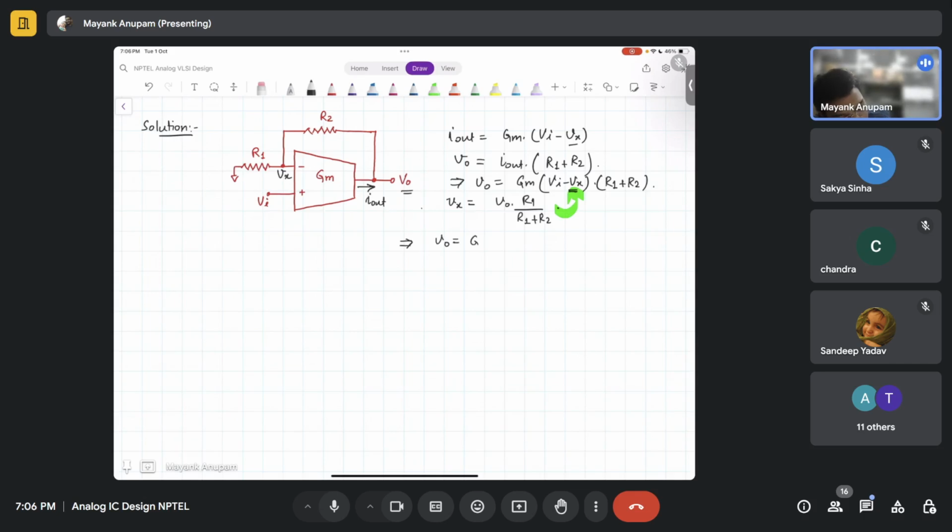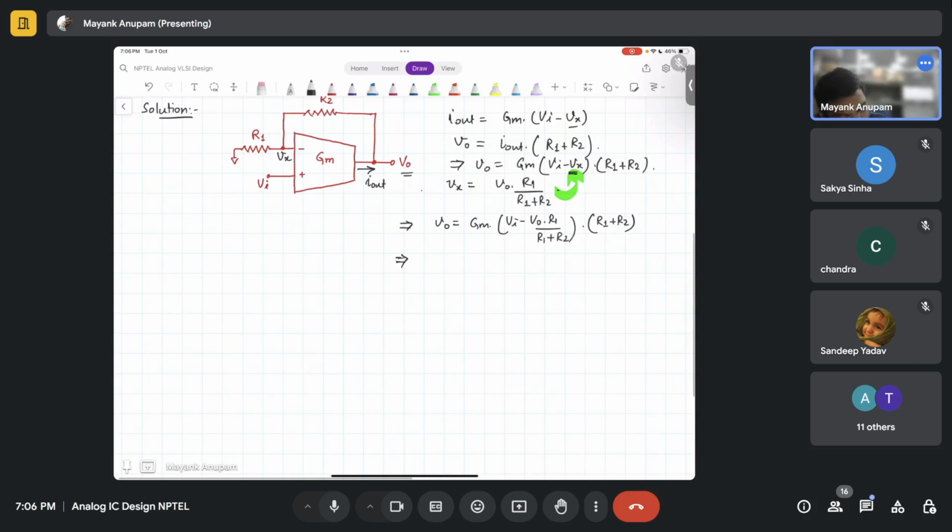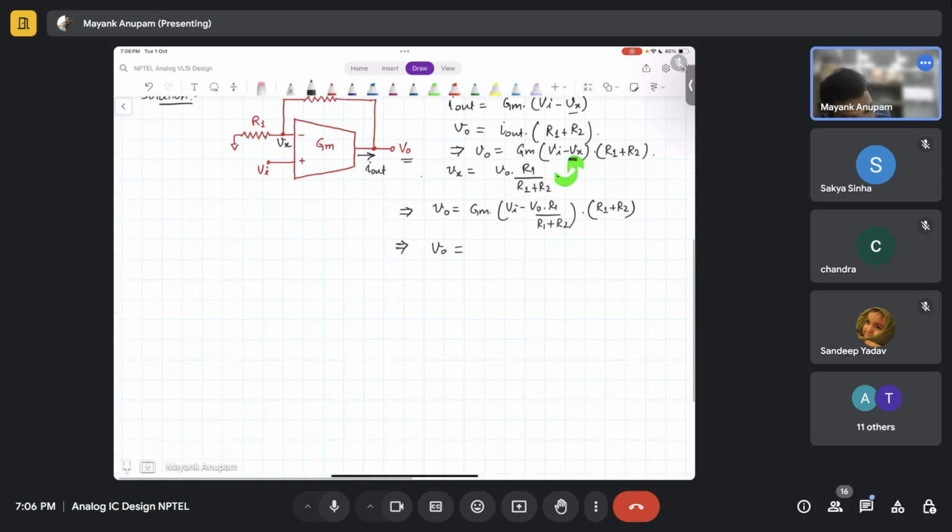V0 is equal to Gm times Vi minus V0 times R1 divided by R1 plus R2, into R1 plus R2. What will you get after solving this? I know that this has already been done in the class, but still you guys are not answering me. So I'm not happy with that. In the lectures, the instructor has already talked about this. So this is how much.